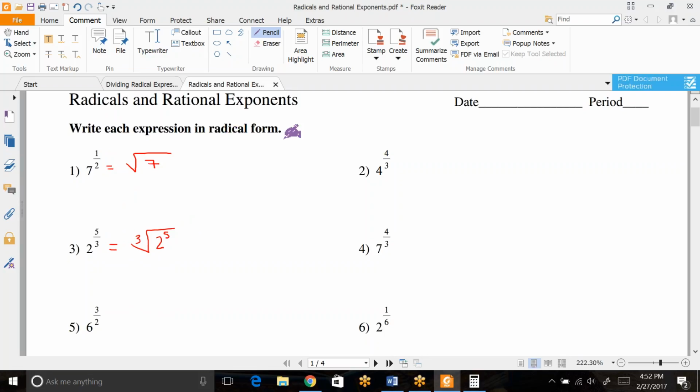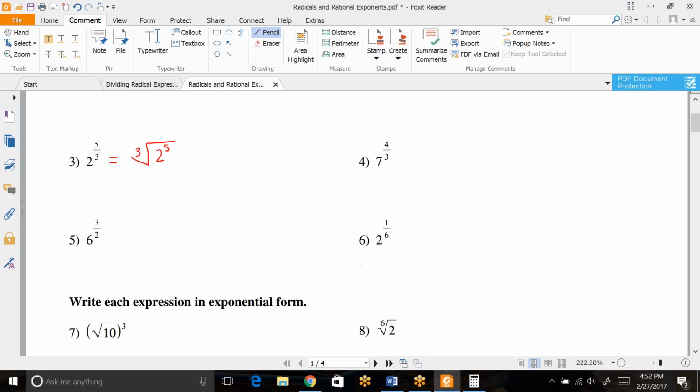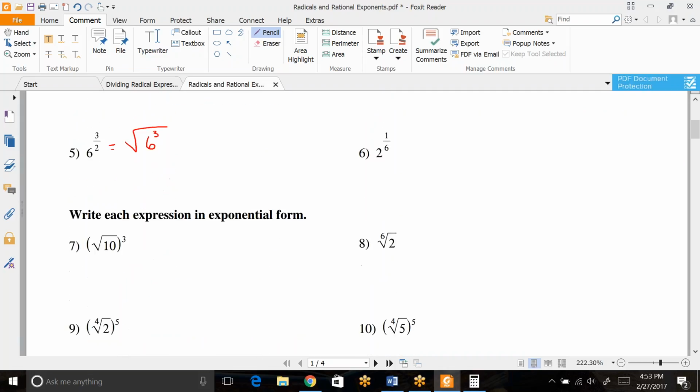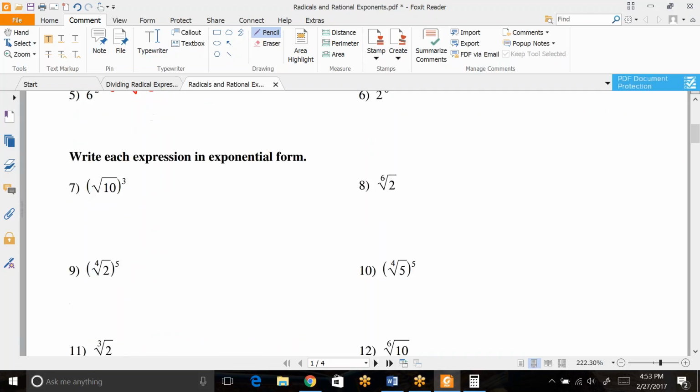And again, they did not ask me to simplify. So if they said simplify, I would need to work this out. I'd have to do 2 to the 5th and then try to take the cubed root. For this one, it will be the square root, because it's a 2 on the bottom, of 6 cubed. Okay? So if all you're doing is converting and you don't see the word simplify, you're just showing me how to change the format. So this one wants me to go the other way.